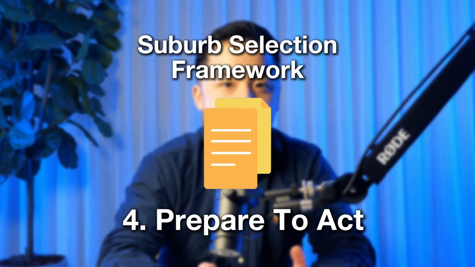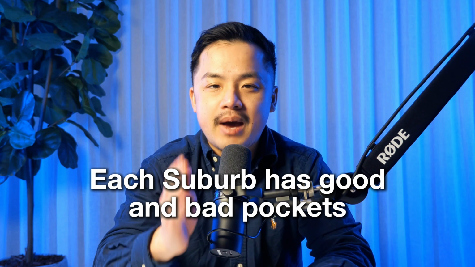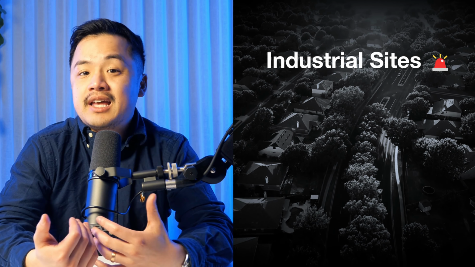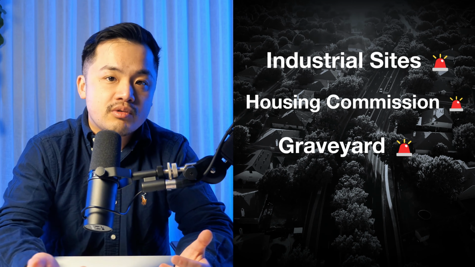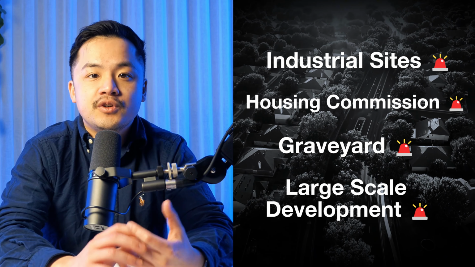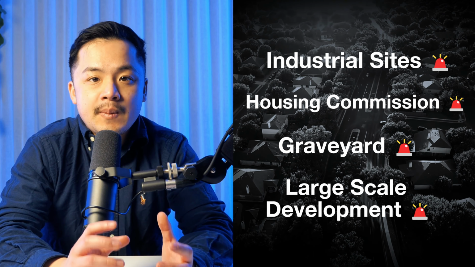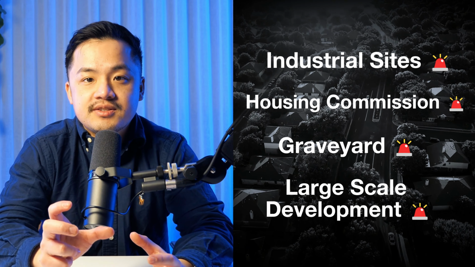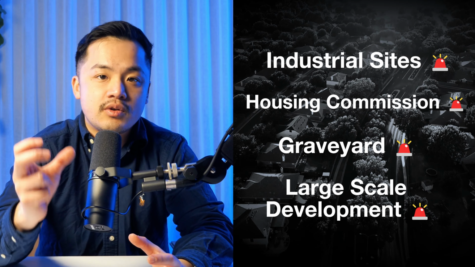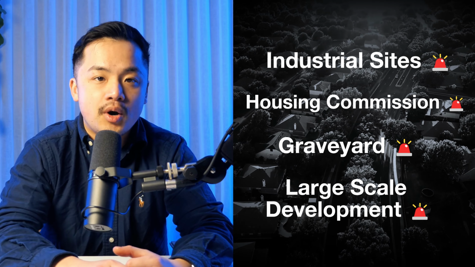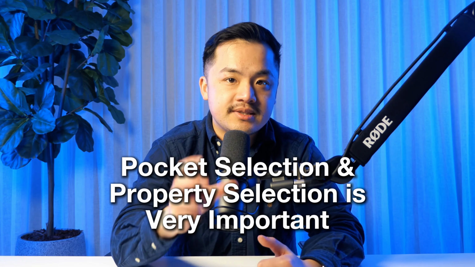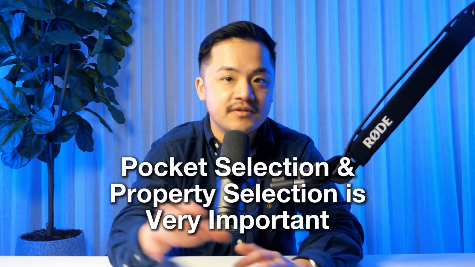Finding the right suburb is a crucial step, and now you know exactly where to start. Most investors never get this far, but remember, with each suburb, there are good and bad pockets. Some areas might be near industrial sites, be next to a housing commission, or sit across from a graveyard or large-scale future development. Overall, if the suburb is performing well, these factors can drag down these areas and slow down capital growth in that specific pocket. So pocket selection and property selection are a whole other topic for another video.